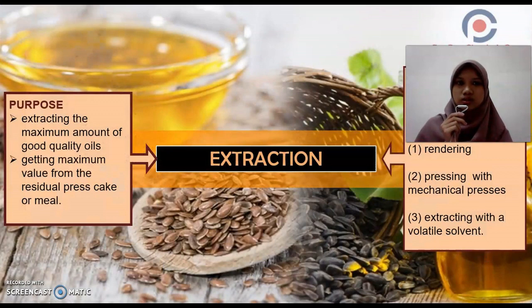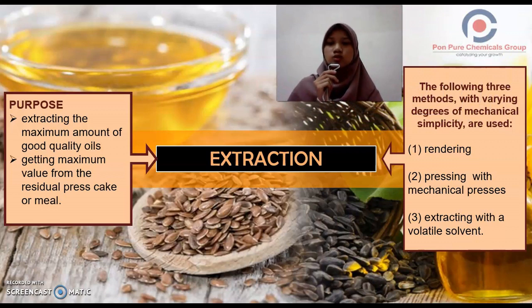So the second process is extraction. The purpose of extraction is that we want to maximize the amount of good quality oil, and then we want to get the maximum value of the residual press cake, or meal. I will explain it later.